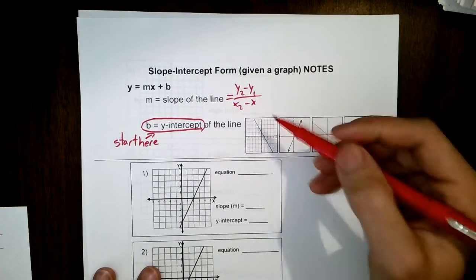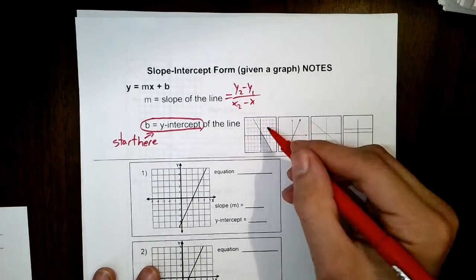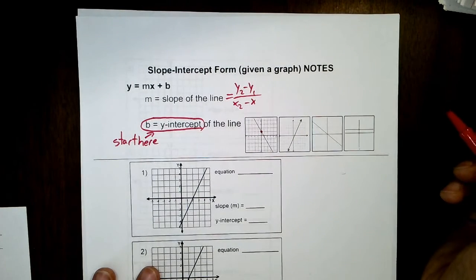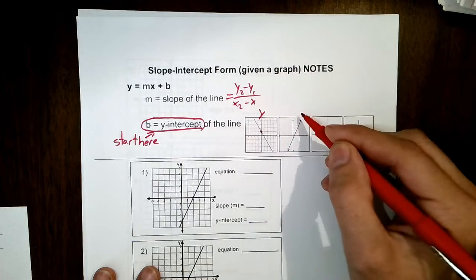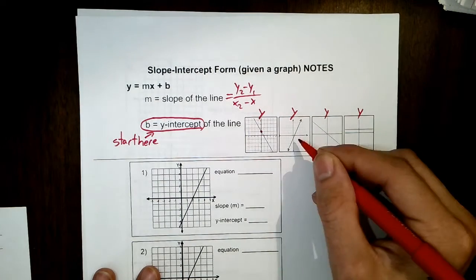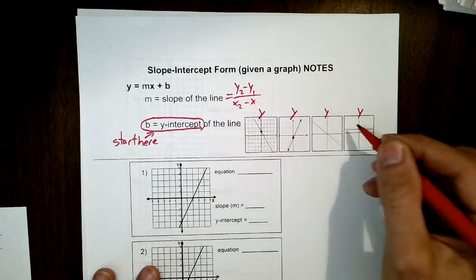Okay, we don't need to spend a lot of time on these because we've done them before, but I do want you to go ahead and mark the y-intercept on each of those graphs. Again, the y-intercept is where it intersects the y-axis. Okay, that's a very important point on a graph. Where does it cross the y-axis?